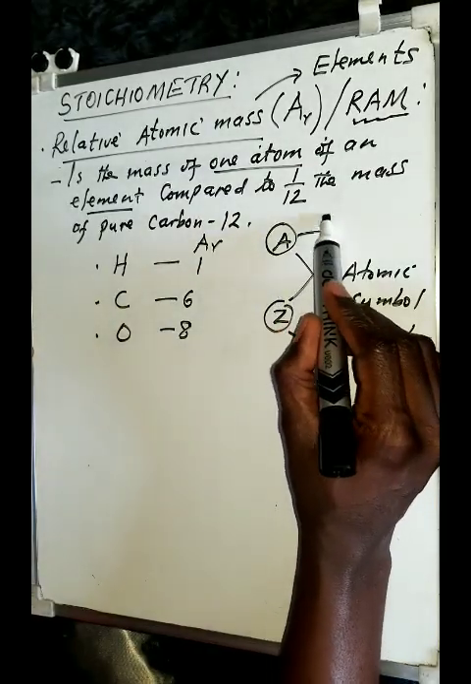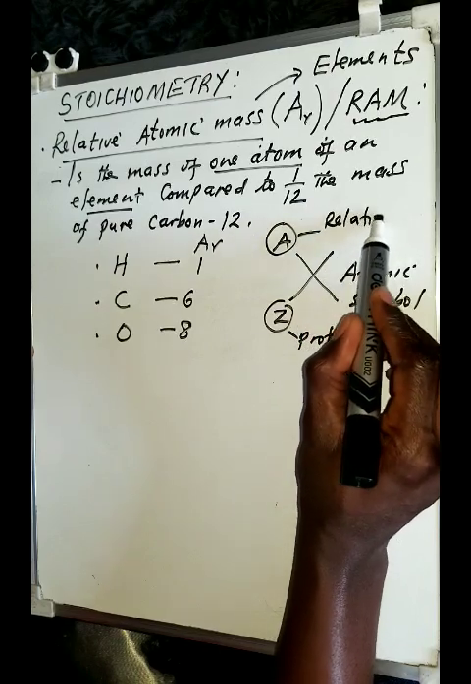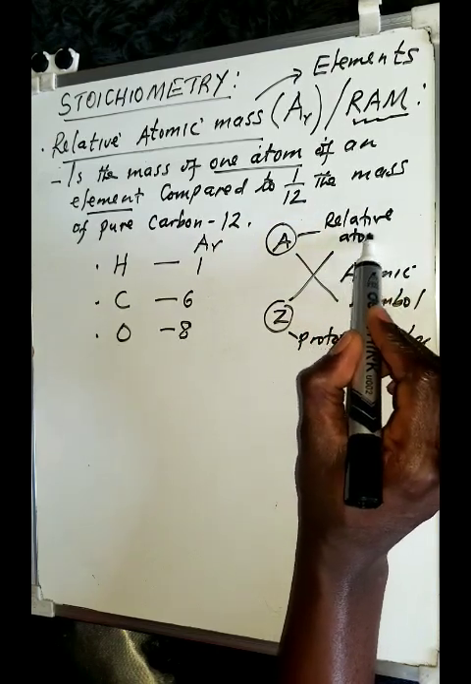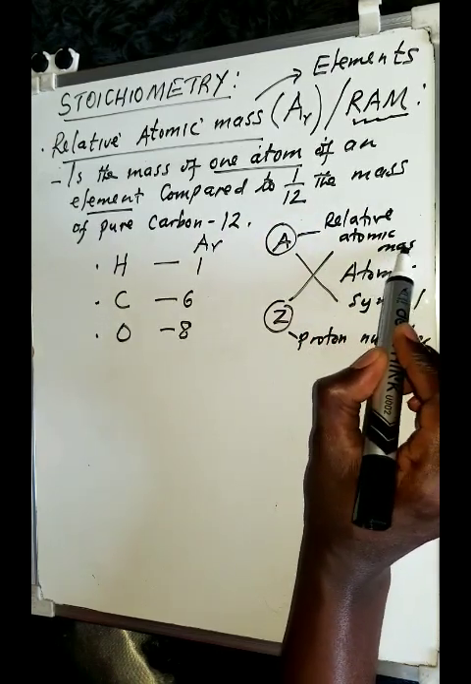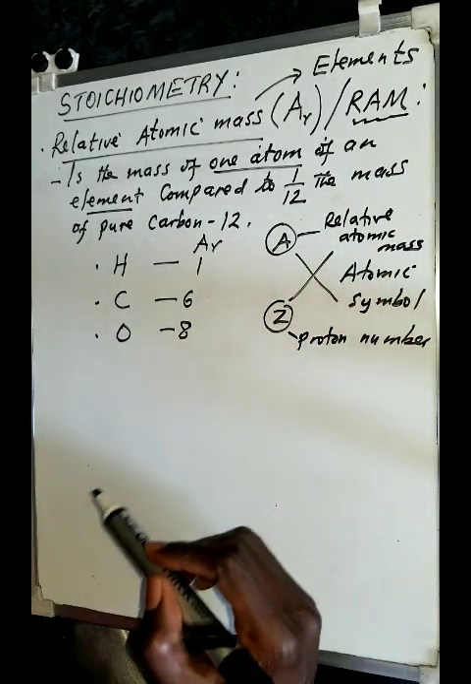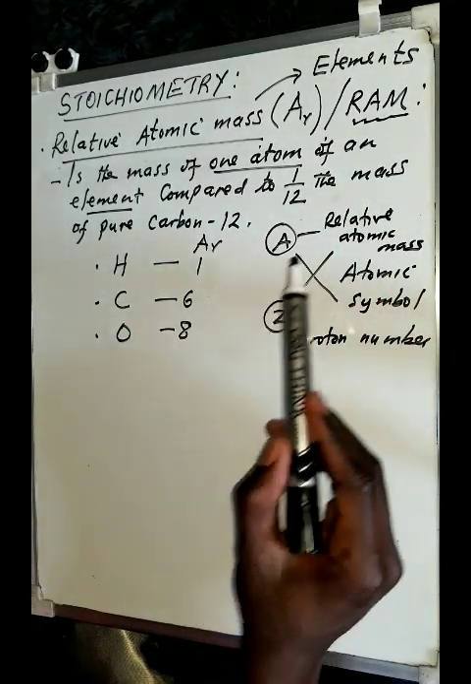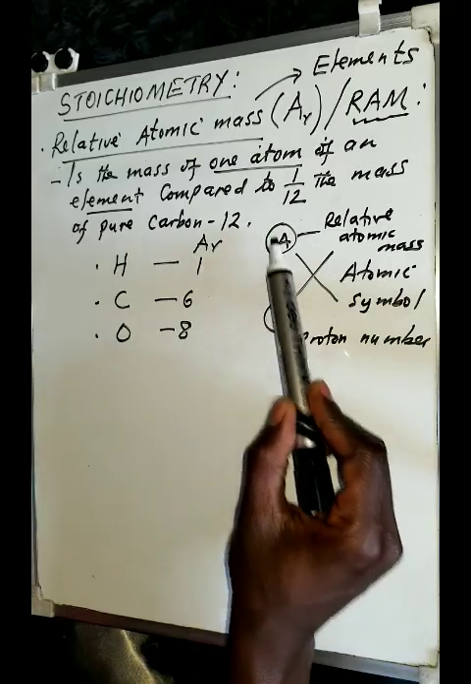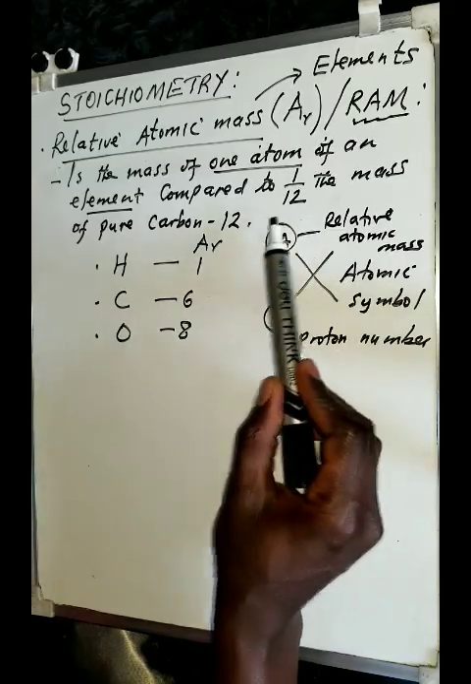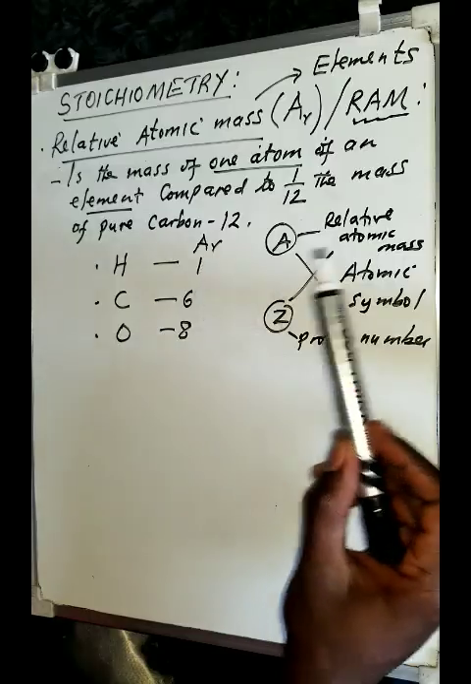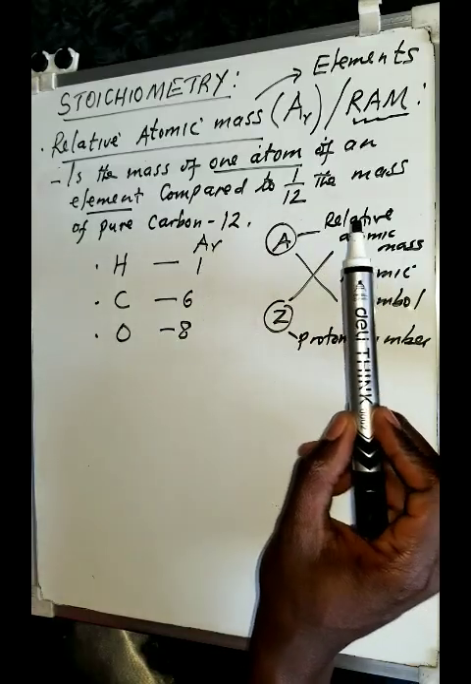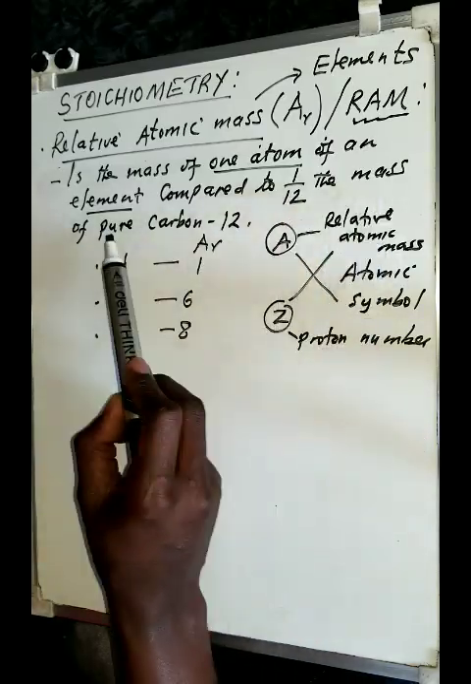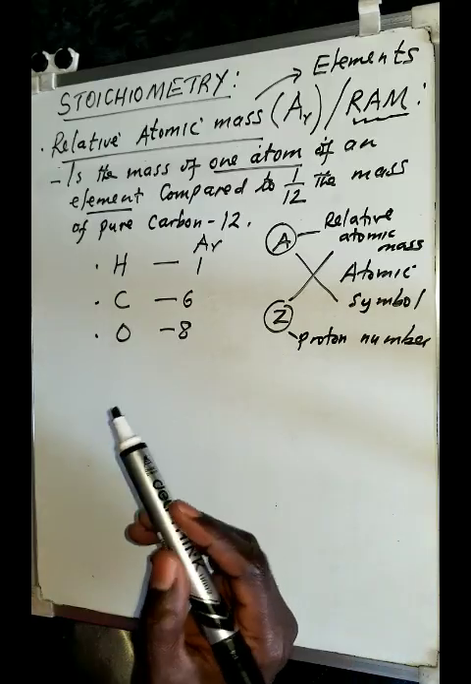And at the bottom there, you have what we call the proton number, sometimes called the atomic number. And on top, you have what we call the relative atomic mass, sometimes known as the nucleon number. You are going to understand that later on. So when you go on your periodic table, you just pick up the highest number that you have on top there. That is what we call the relative atomic mass. So it's the mass of one atom of an element compared to 1/12 the mass of pure carbon-12.